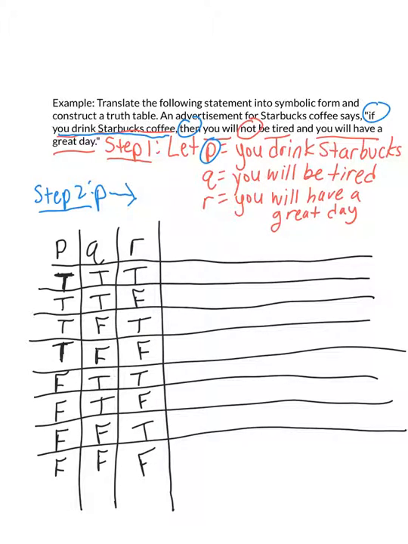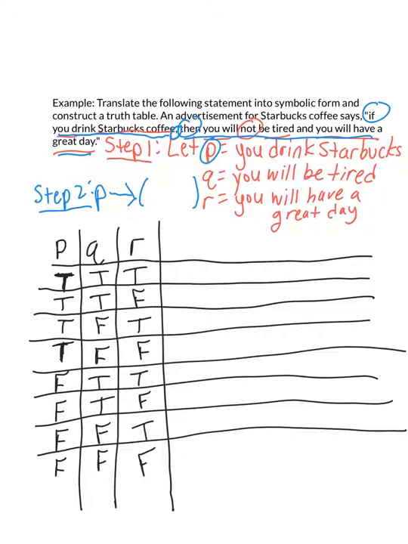Remember, with 3 or more different ideas, with 3 or more different letters, we care about the location of the comma. So looking at the comma, it hits right after the word coffee, which means that the 2 ideas, then you will not be tired and you will have a great day, those 2 ideas are on the same side of the comma. They both are after the comma, which means mathematically they need to be grouped inside parentheses.